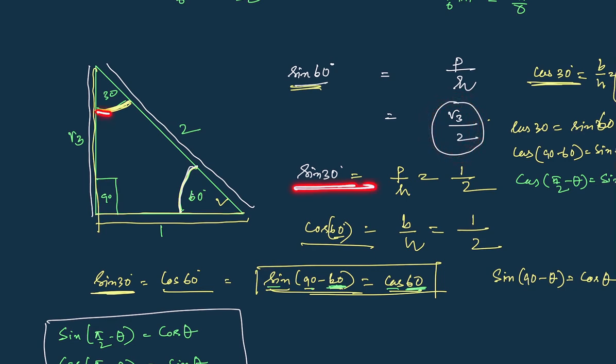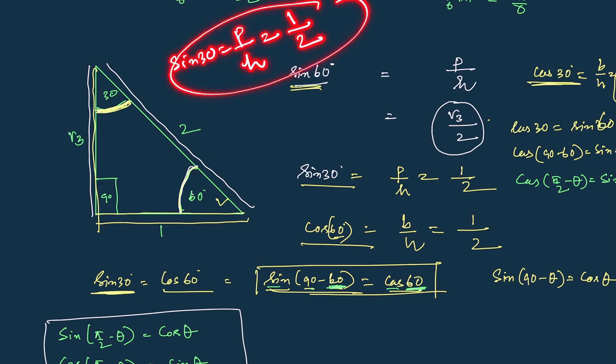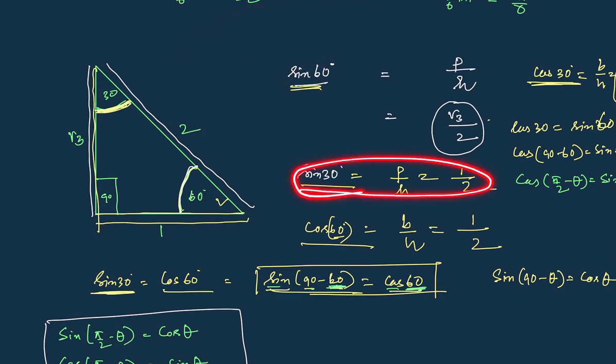Now what is sin 30? Sin 30 means, you see here, this is a 30 degree. So for this 30 degree, this will be the height, P, and this will be the base. Here the base is root 3 and the height P is 1. So sin 30 will be P by H. P here is 1 and H is 2, so it is 1 by 2. Similarly you can find cos 30 and cos 60.